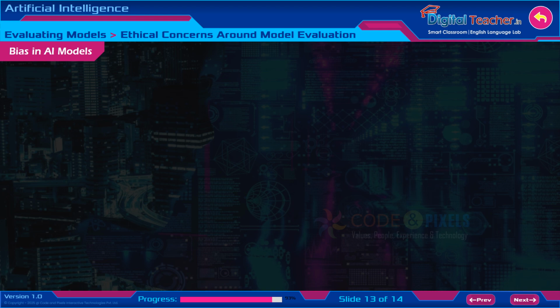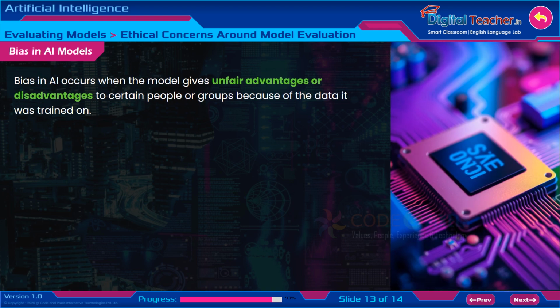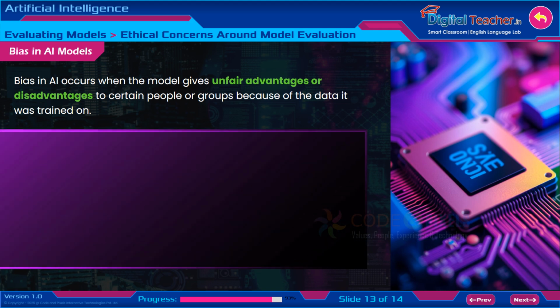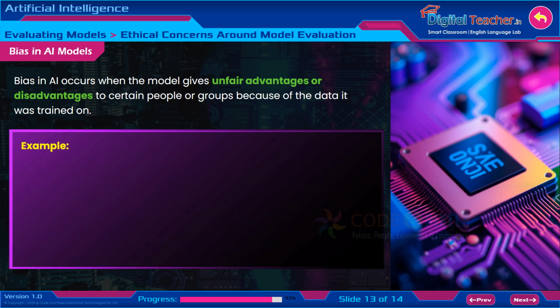Bias in AI models. Bias in AI occurs when the model gives unfair advantages or disadvantages to certain people or groups because of the data it was trained on. Example: AI in hiring platforms.